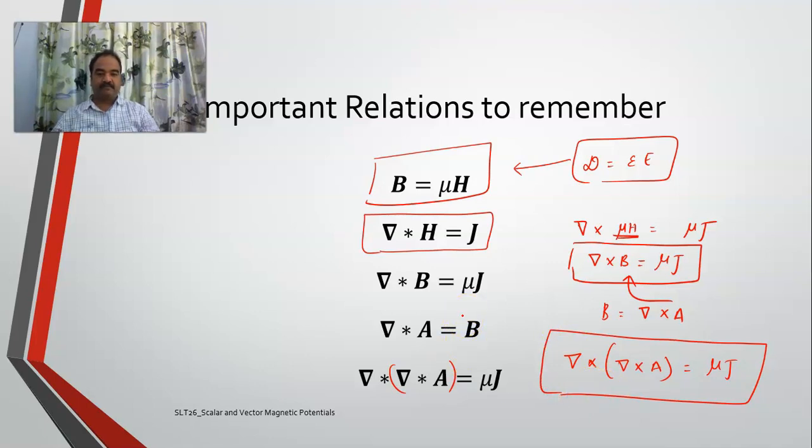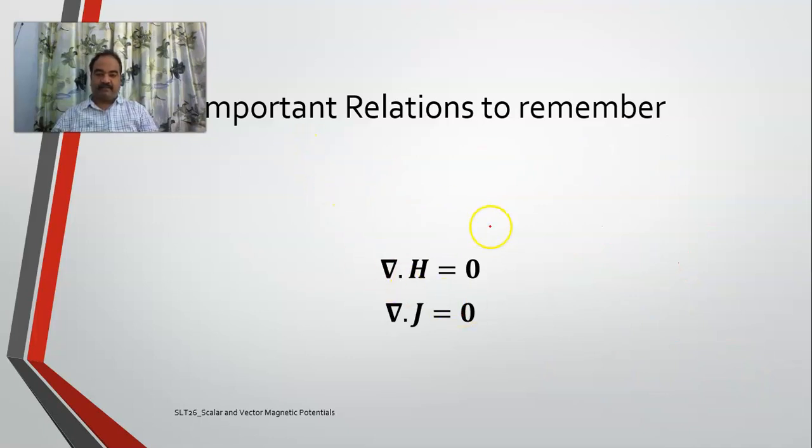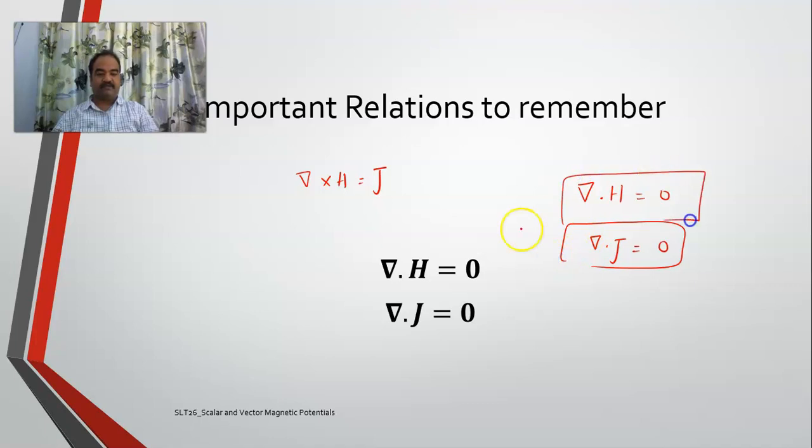Regarding the divergence, do remember del dot H is equal to 0, whereas del cross H is J. Del dot J is equal to 0. Try to remember this one also. This will be helpful for us when we do the problems.